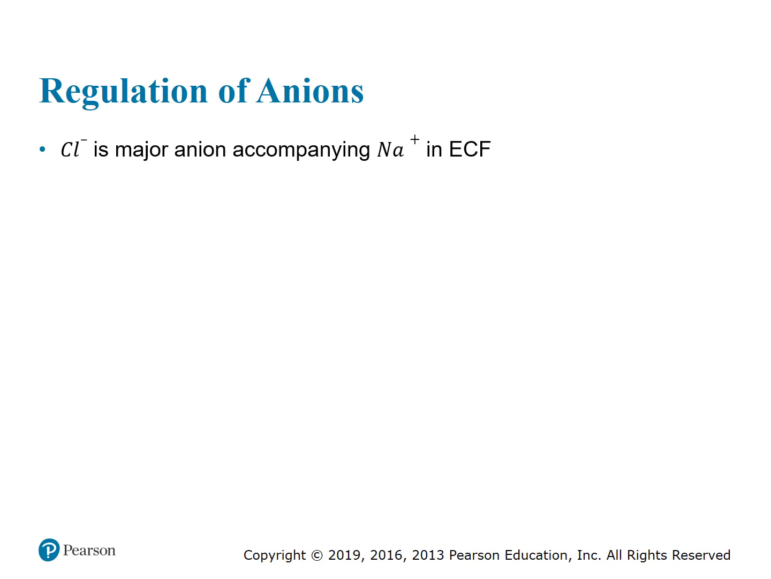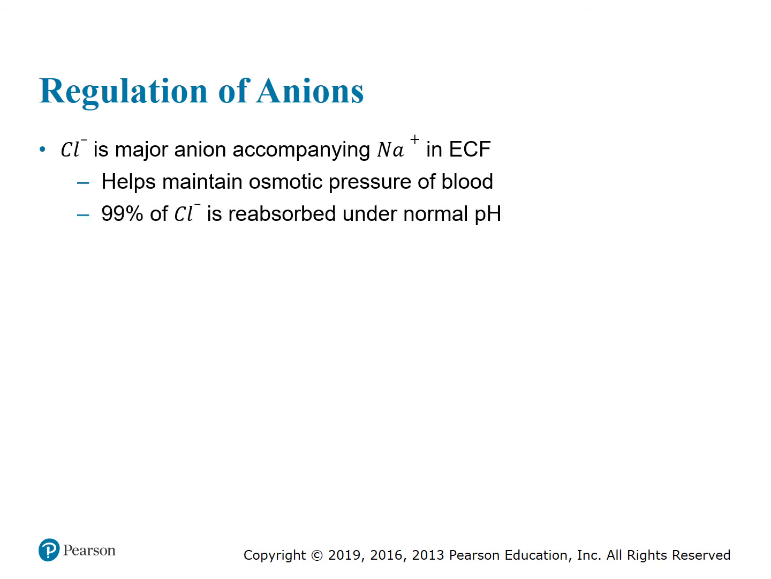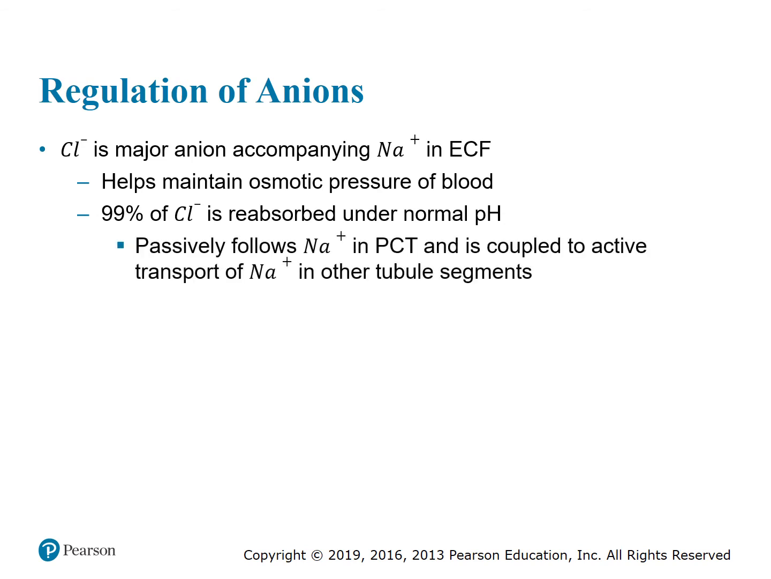So chlorine is the major anion that accompanies sodium in extracellular fluid and thereby helps maintain the osmotic pressure of blood. 99% of chlorine is reabsorbed if you have a normal pH, because it passively follows sodium in the proximal convoluted tubule, and also because it's coupled to active transport of sodium in other tubule segments. So you'll recall from the last video that you saw a lot of sodium-potassium pumps. It means that where you've got active transport of sodium occurring, you've got passive transport of chlorine following it.